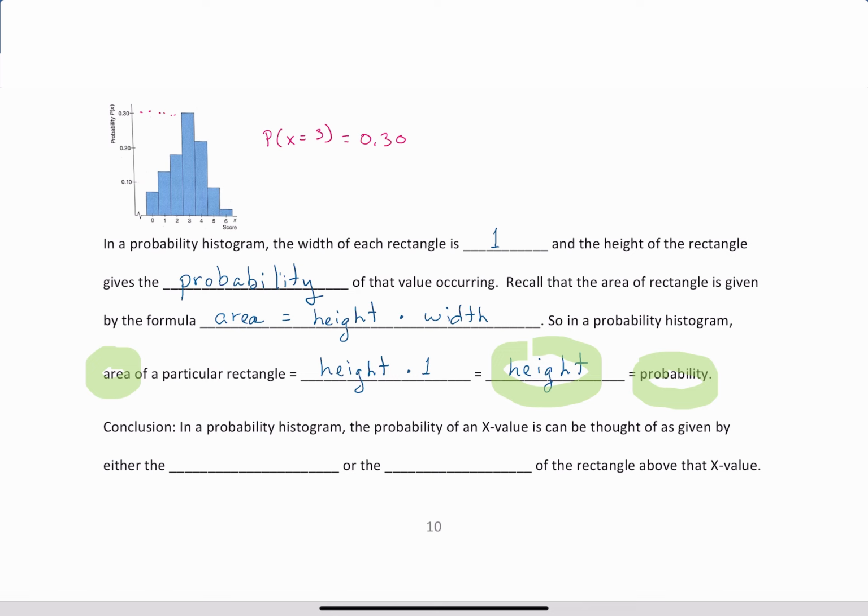And so the thing I want to take away from this is this conclusion. In a probability histogram, the probability of an x value can be thought of as given by either the height or the area of the rectangle above that x value. And again, this is something we're going to need in an upcoming section.